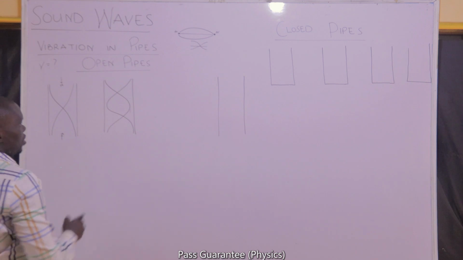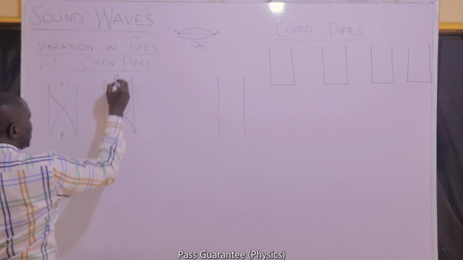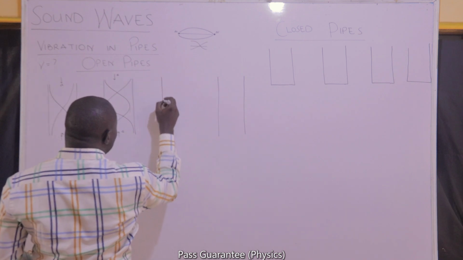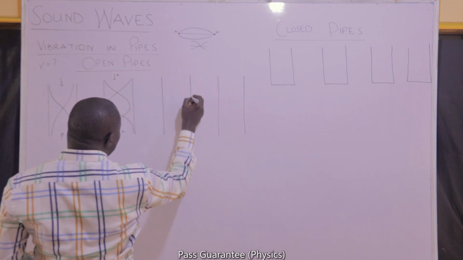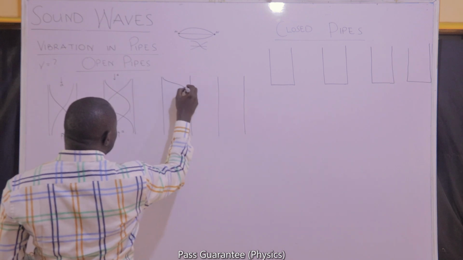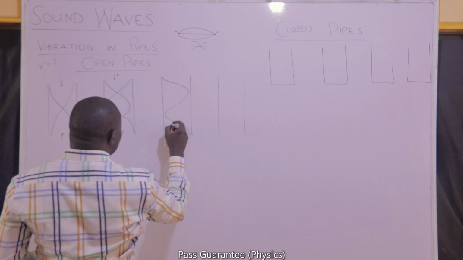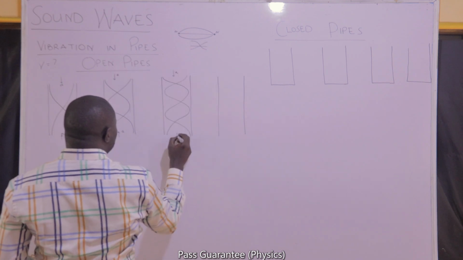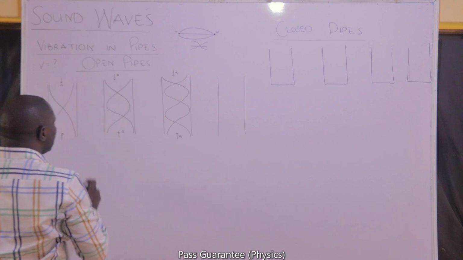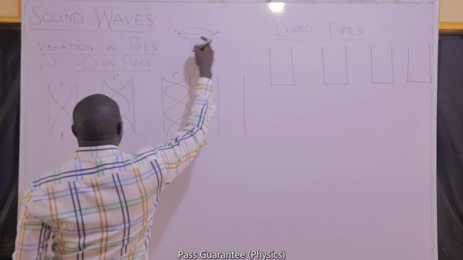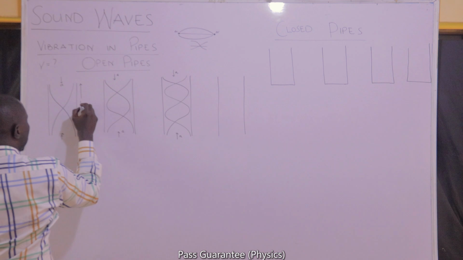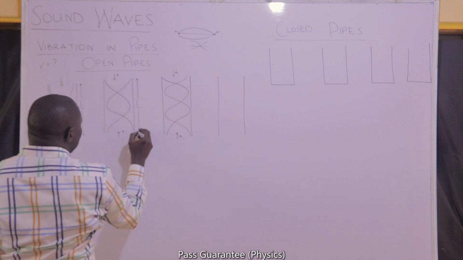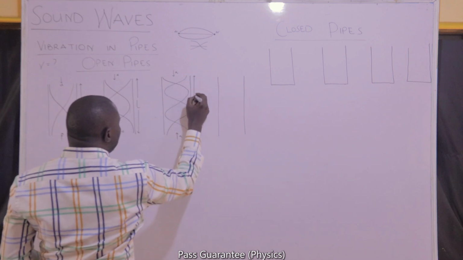Another antinode. So this is an antinode at this free end, another antinode at this free end. The next possible mode of vibration that I will have is to add one more loop. I'll still have an antinode here and another antinode here. Mind you, just as the length of the string was given in the string, the length of the air column will be given in the pipes.